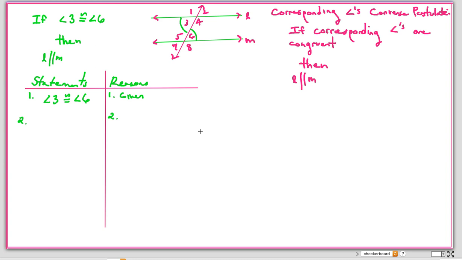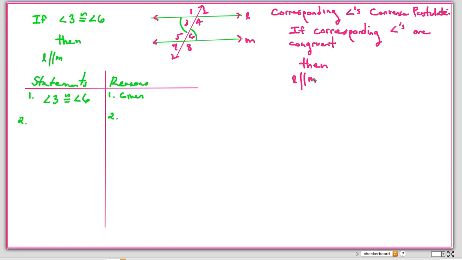Interior angles converse theorem. And in order to prove this, we need this postulate over here that I wrote, which is the corresponding angles converse postulate, which basically says that if corresponding angles are congruent, then the lines are parallel. So for example, if I find out that 6 is congruent to 2, then I know L is parallel to M immediately based upon this postulate.